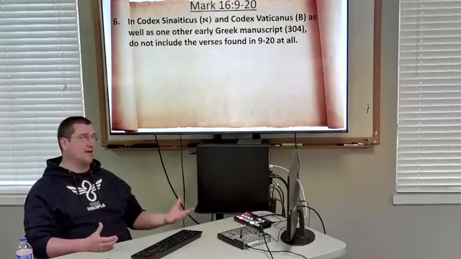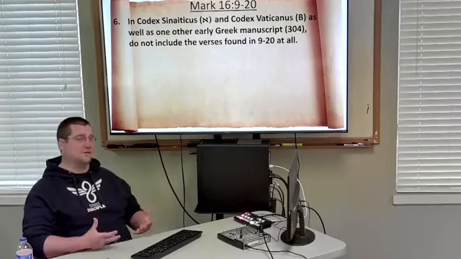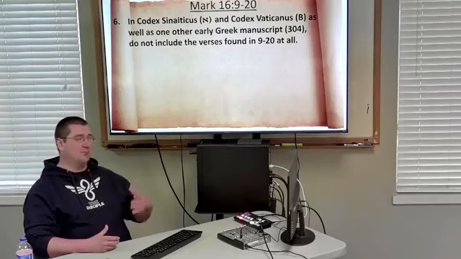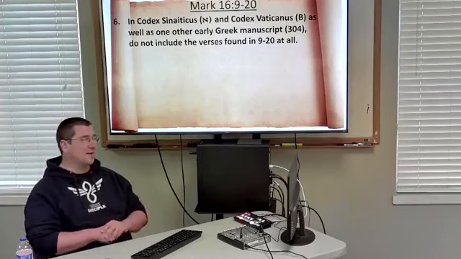And granted, Codex Sinaiticus and Vaticanus are 2 of our best, 2 of our earliest manuscripts that are very good. And then we have manuscript 304. It's an uncial. It's an early manuscript as well. 3 manuscripts, it just doesn't seem like a lot. However, once we start getting into some of the evidence that we'll see here in a second, this is actually what ended up convincing me.